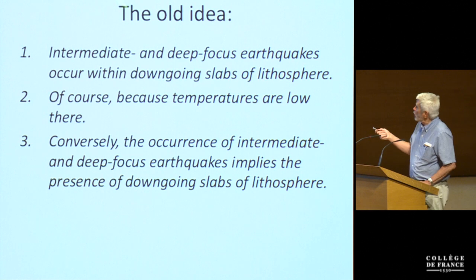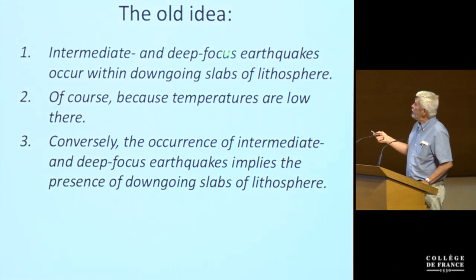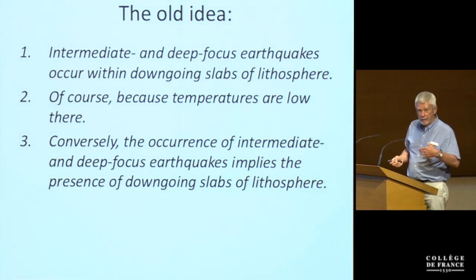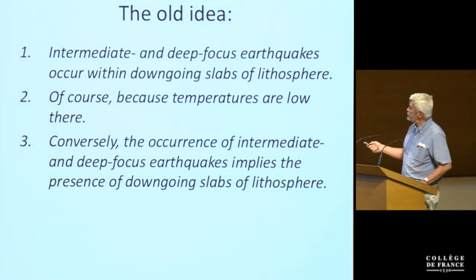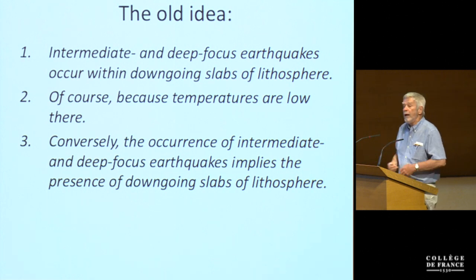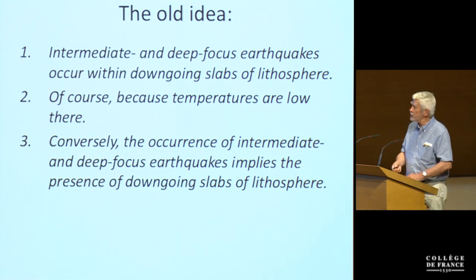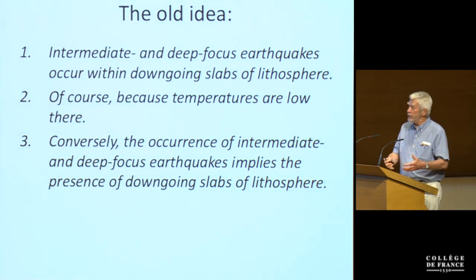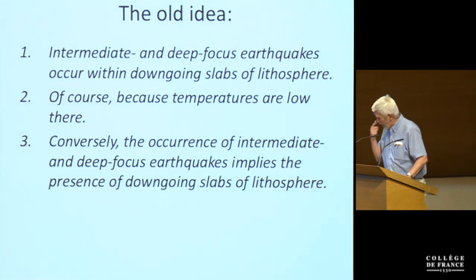And the old idea, intermediate and deep focus earthquakes occur within downgoing slabs of lithosphere. Isaacs, Oliver, and Sykes had shown this. And of course, because temperatures are low in this region, the cold slab has sunk rapidly into the asthenosphere. And then we took this and said, conversely, the occurrence of intermediate and deep focus earthquakes implies the presence of a downgoing slab of lithosphere. That's what we thought then. It didn't take long to change our minds.